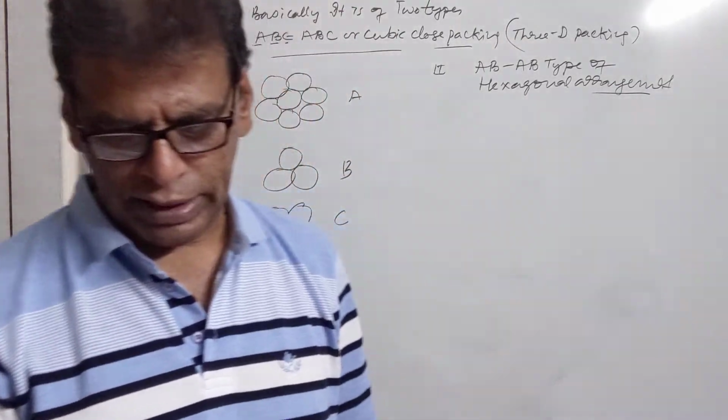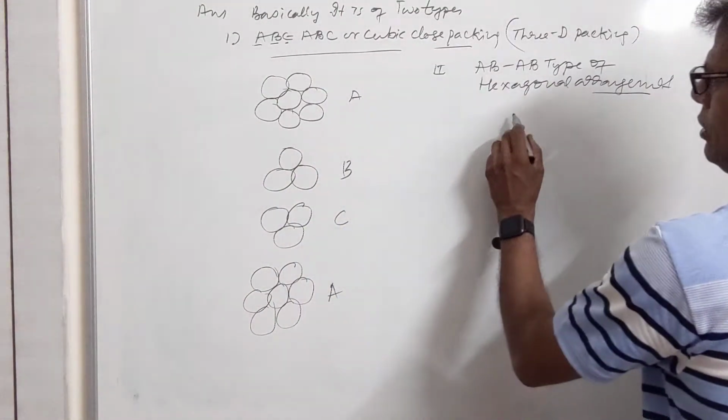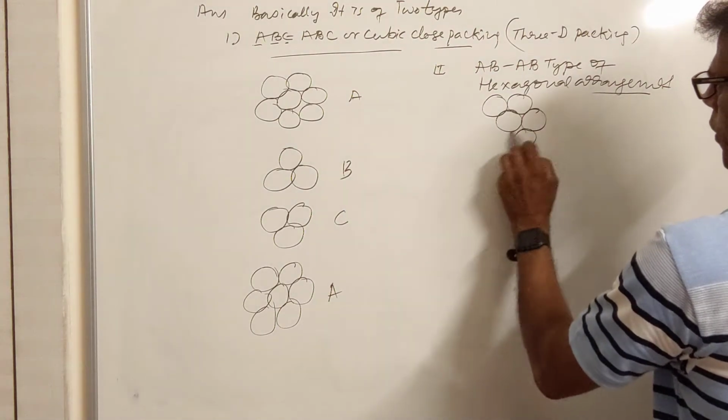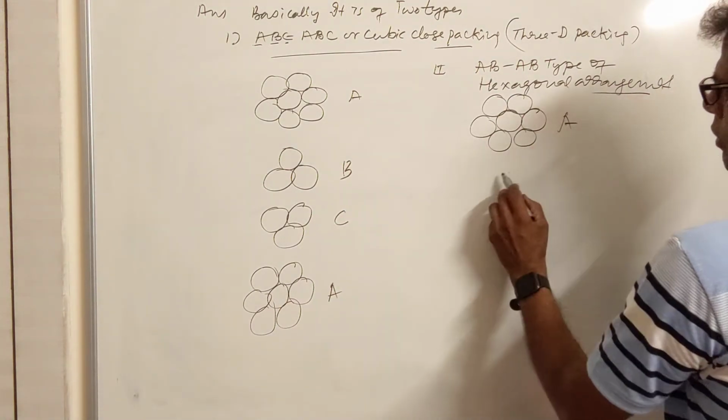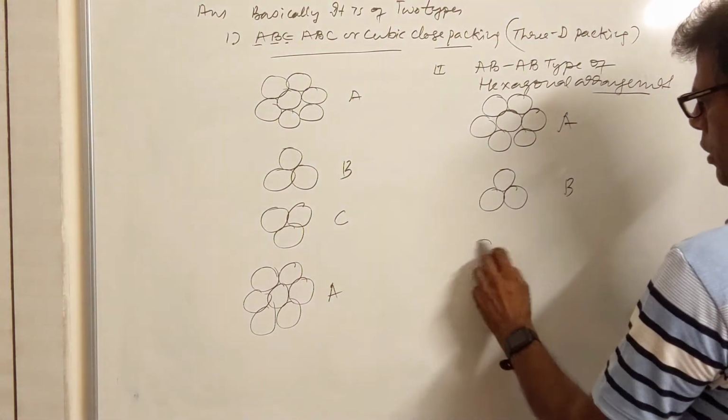Therefore this type of packing is called AB type of packing, and we'll see this type of packing like this. This is A layer, then we have B layer, again we come to the same.